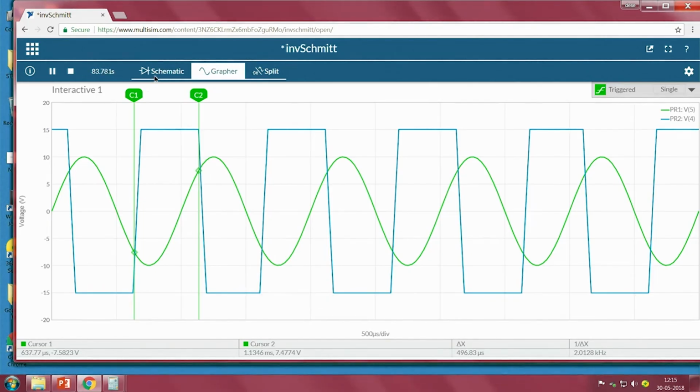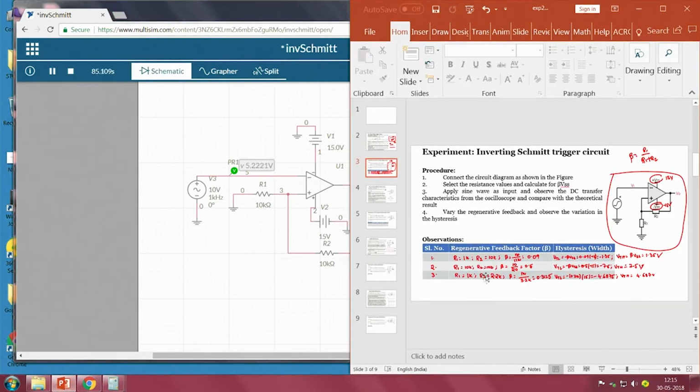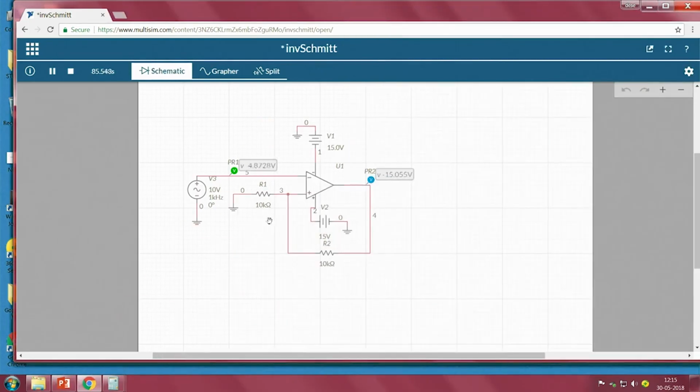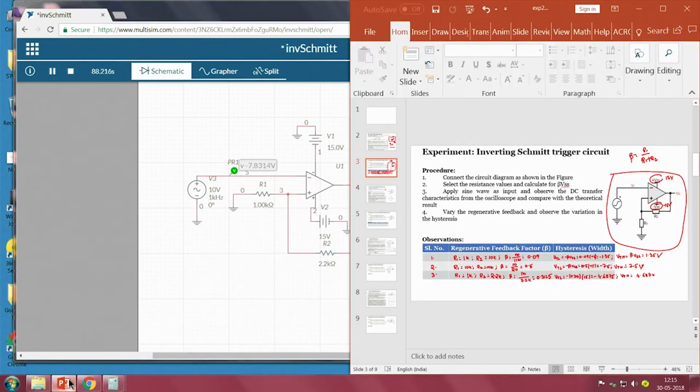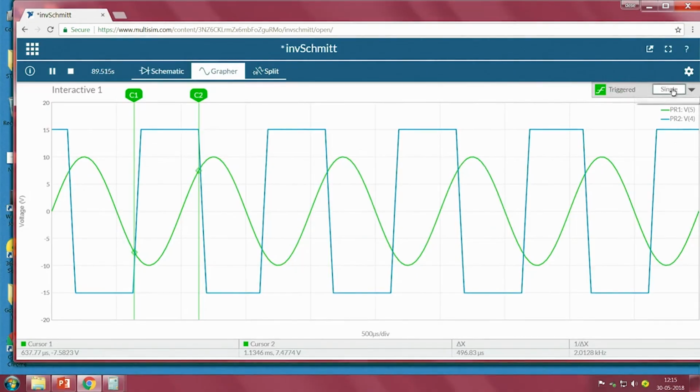Now, we look at other settings too. The other resistance values that we choose are 1K and 2.2K. So, I will change this to 1K and this should be 2.2K. Now, what are the thresholds? Higher threshold is 4.6875, lower threshold is minus 4.6875. Meaning, when we look into the circuit, how should it work?